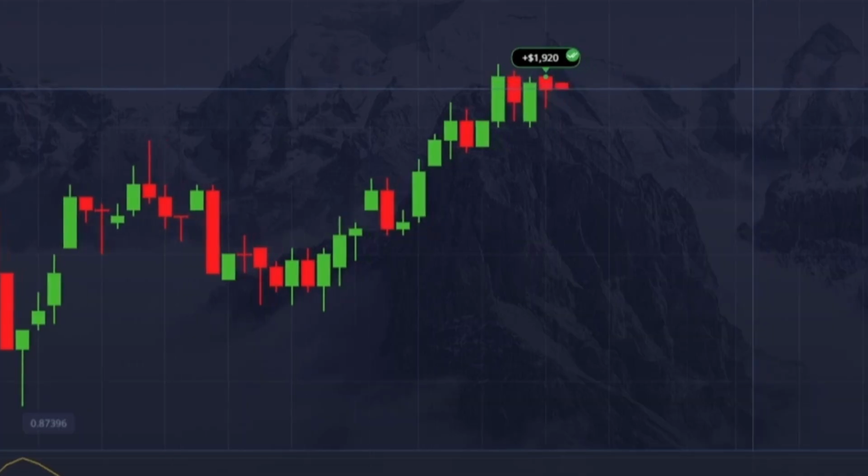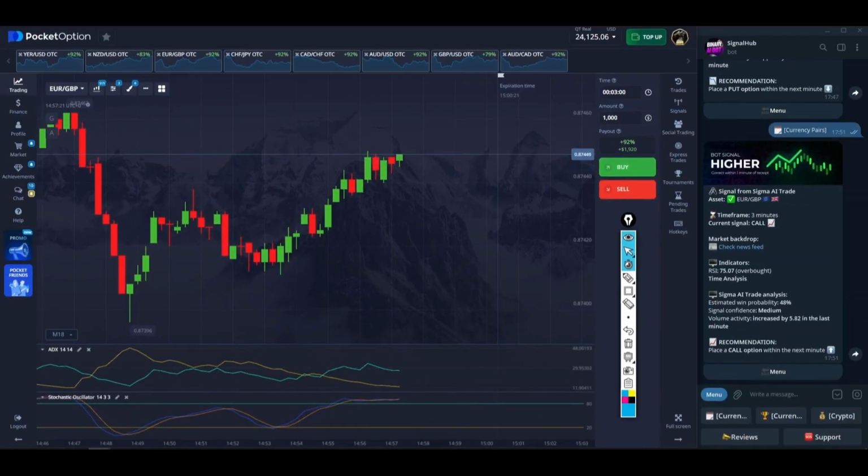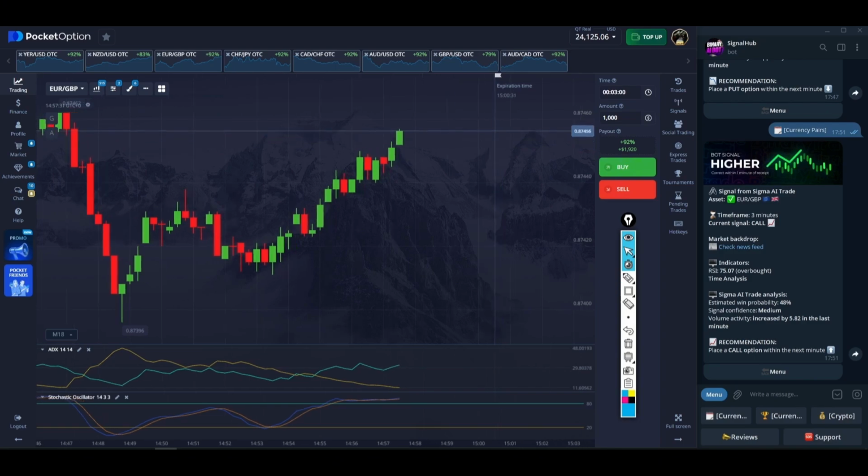Turns out I was right. This trade played out perfectly. The first entry just didn't have enough expiration time, but that's fine. Timing is always a big factor in trading. Either way, I locked in the profit, and that's what matters. Great result. Let's keep going and look for the next setup.